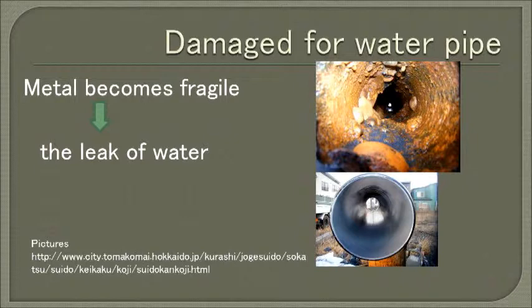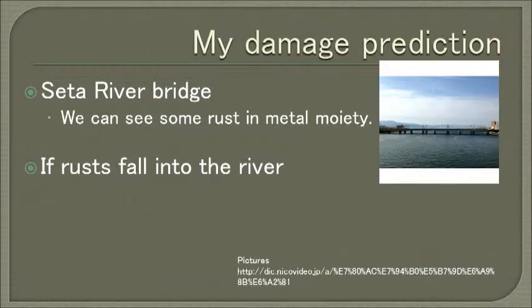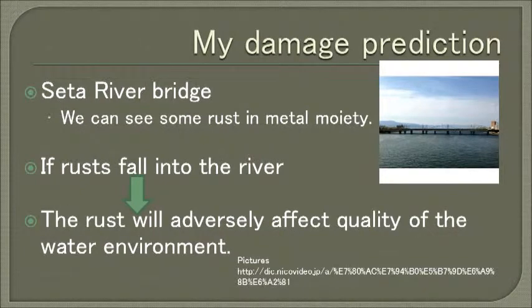This is because it cannot be repaired when corrosion advances. The exchange of a water pipe is very high cost. It suppresses family finances. Now, I present that corrosion of rust on Seta River Bridge is advancing now. This story is hypothetical. If rust comes off into the water of Lake Biwa, in other words, it brings adverse effects in the water of Lake Biwa.